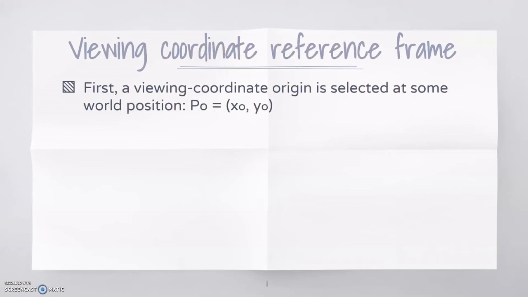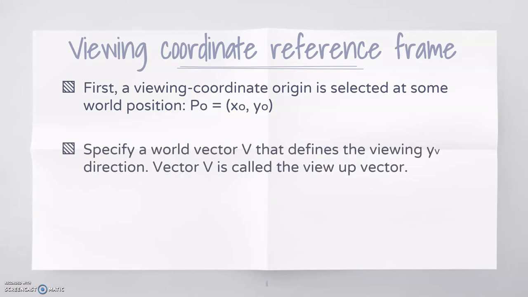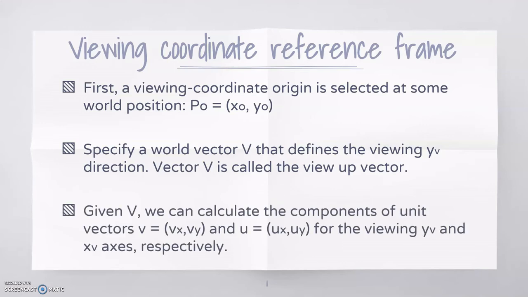First, a viewing coordinate origin is selected at some world position P0 equal to (x0, y0). Then specify a world vector V that defines the viewing YV direction. Vector V is called the view up vector. These unit vectors are used to form the first and second rows of the rotation matrix R that aligns the viewing XV, YV axes with the world XW, YW axes. Given V, we can calculate the components of unit vectors V as (Vx, Vy) and U as (Ux, Uy) for the viewing YV and XV axes respectively.